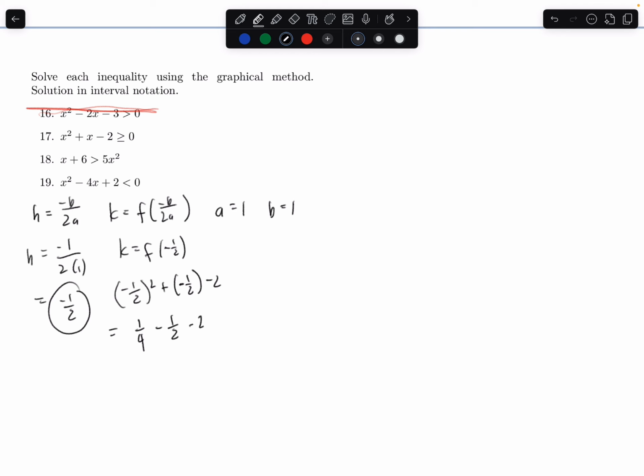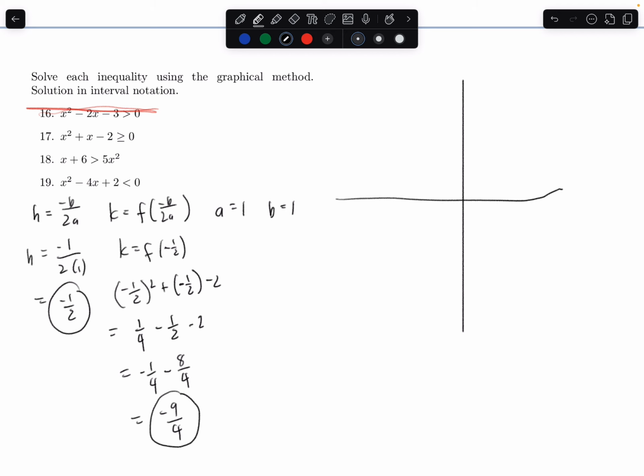This is minus 1/2 minus 2. Well, 1/4 minus half, that's negative 1/4. And I'm going to change the 2 to negative 8/4 because then I can add them easier. That's negative 9/4. Okay, you can also just use a calculator for the computational portion. But I get negative 9/4. All right. Okay, so now I'm ready to graph this thing. I've got my vertex, negative 1/2, comma, negative 9/4.